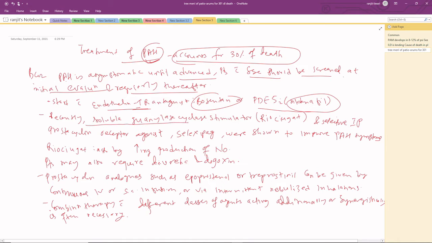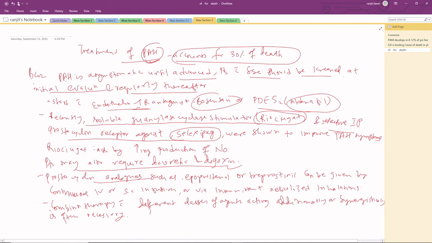Recently, the soluble guanylate cyclase stimulator riociguat. This is a guanylate cyclase stimulator, and it acts by increasing production of nitric oxide and dilates blood vessels. And the selective IP prostacyclin receptor agonist, Selexipag. Selexipag was shown to improve pulmonary artery hypertension symptoms. Patients may also require diuretic and digoxin.